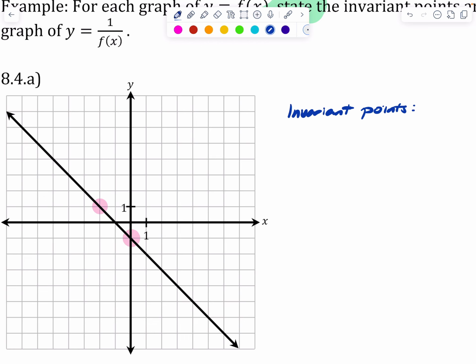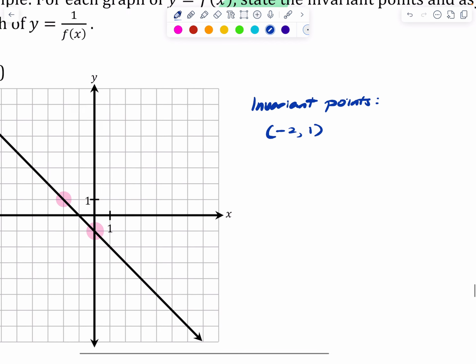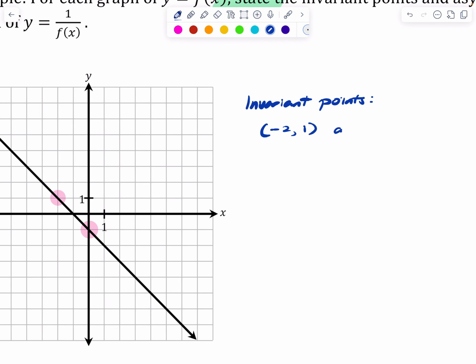So there's the point -2, 1. That will be an invariant point because the original y value is 1. And I also see the point 0, -1. Also invariant because its y value is -1. The reciprocals of 1 and -1 are themselves.